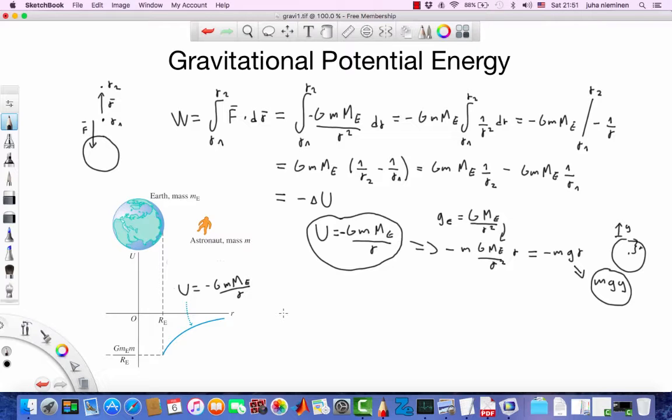And what does it take to do that? We can answer that question by using conservation of energy. So how much kinetic energy we need somewhere on the Earth to send this astronaut to infinity, that is, escape from Earth completely. So the kinetic energy that it is given must exactly cancel the negative potential energy in such a way that the total energy will be zero.